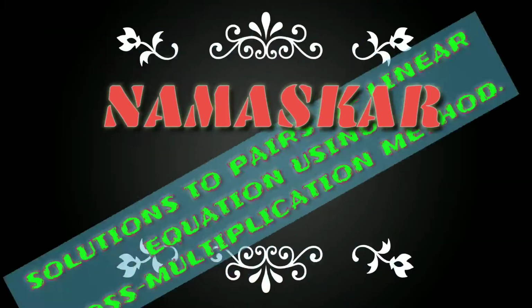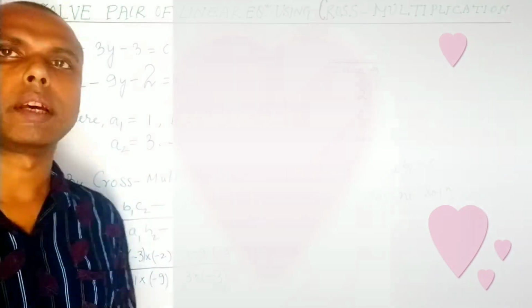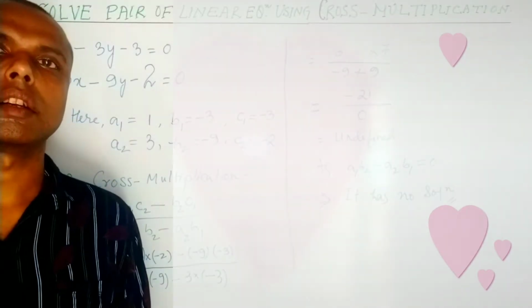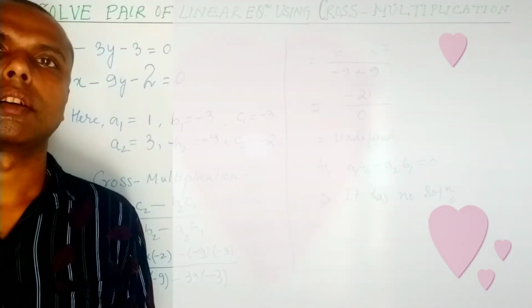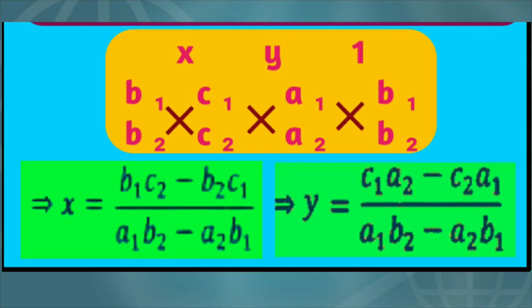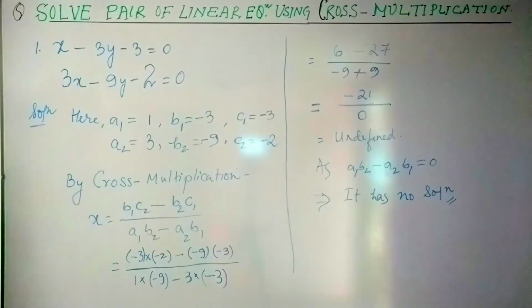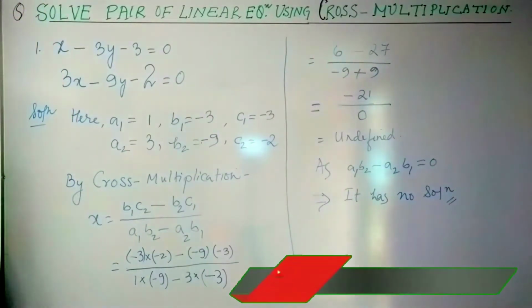Namaskar. Today our topic is on cross multiplication of class 10. Solve pair of linear equation using cross multiplication method. So we have a problem: x minus 3y minus 3 equal to 0.